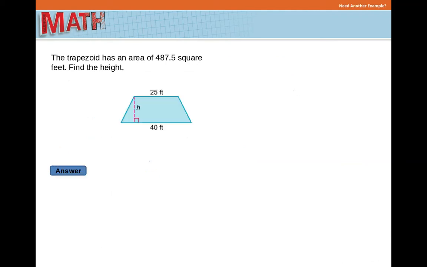Let's look at this problem again. So we are going to do 2 times the area, which up here it tells you. So 2 times 487 and 5/10 divided by whatever 25 plus 40 is. So again, calculate that. 2 times 487.5 is 975, and you're going to divide that by 65. So the height should be 15 feet.